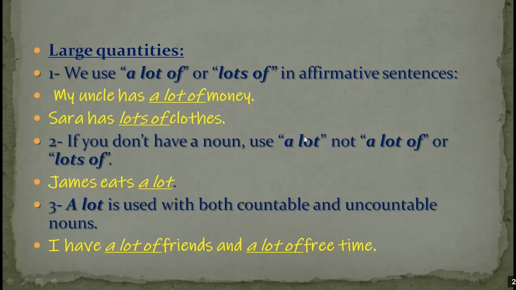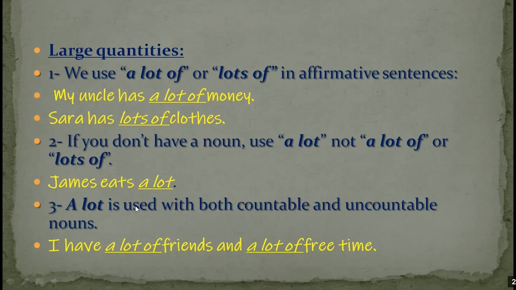If you don't have a noun, use a lot, not a lot of or lots of. James eats a lot. A noun is like money and clothes. Here, there is no noun. There is the subject and the verb, and we don't have a noun. If we say James eats a lot of food, then food is a noun, and we have to say a lot of. But if you stop like that without the noun, then you just say a lot without of. Don't say James eats a lot of and stop, or James eats lots of and stop.